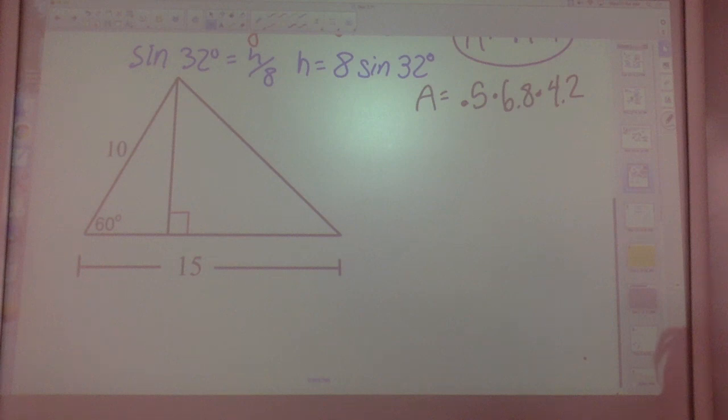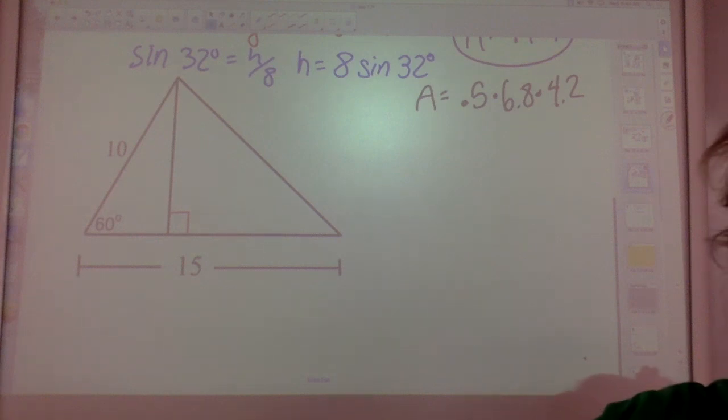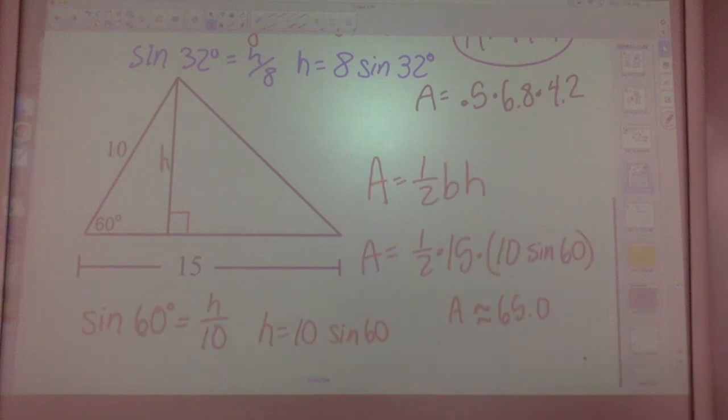Last one, let's try this one. The base times height of this triangle. I'm going to pause it and then show you how to do it. And you can try it on your own first because you have the base. All you need is the height. All right, pausing. You can come back to it after you've attempted.